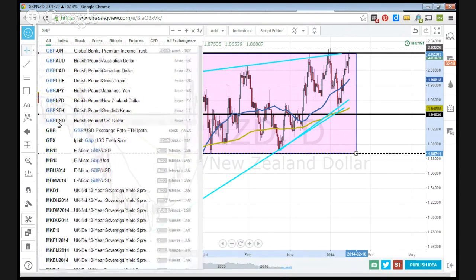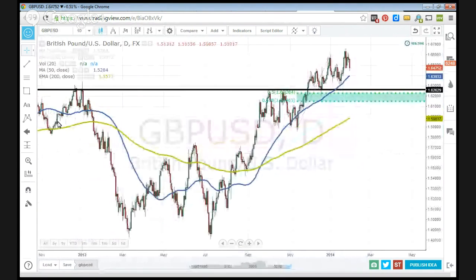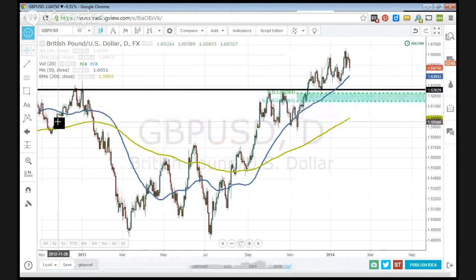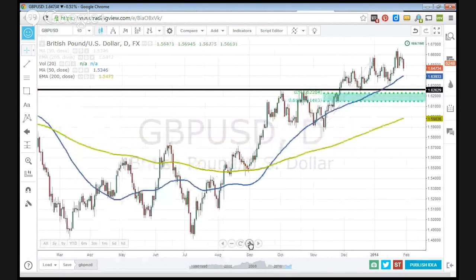Pound US dollar. This is declining. Now we're still in an uptrend here. Let's zoom in a little bit more. We are still in an uptrend here. However, we need a sufficient pullback. Still got a ways to go. Let's see if the market can give us about 200 more pips.